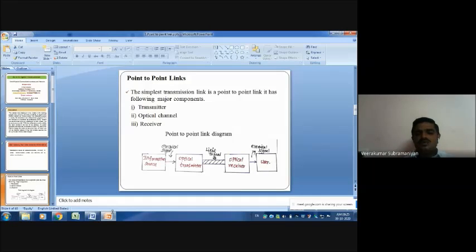Then it has to convert the light signal into an electrical signal. After the conversion, it gives the electrical signal to the user. So this is the overall working process of the point-to-point link. It is again related to our first unit concept.